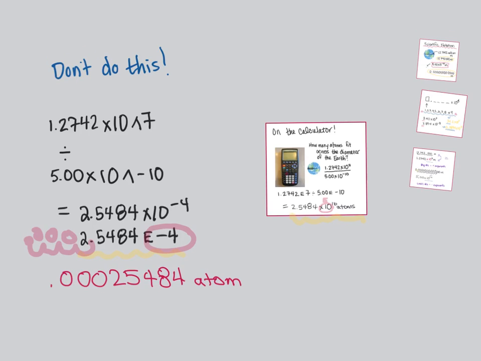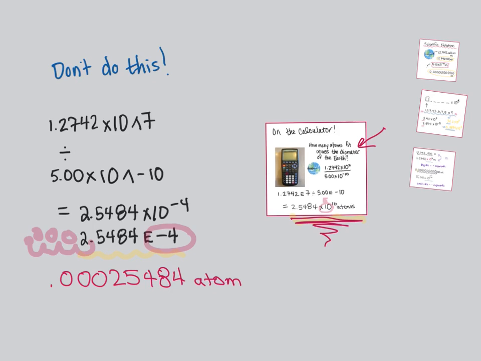And that means it's less than an atom, right? Remember, the question we were asking was how many atoms fit across the diameter of the Earth? Less than an atom? I mean, that doesn't even make sense. Whereas this number makes a whole lot of sense, that a lot of atoms would fit across the diameter of the Earth. So what's going on here?